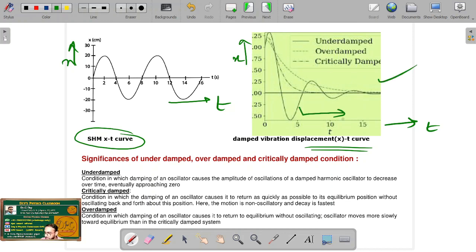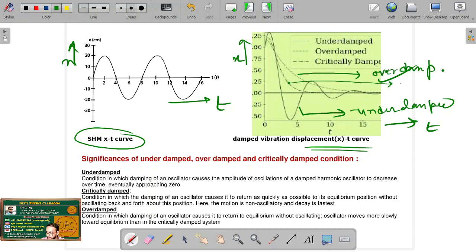Here this one is the underdamped case, because in case of underdamping vibration, the motion is oscillatory in nature. So this is the oscillatory motion graph. Secondly, for the overdamped case, the displacement decays exponentially with time, but at a slow rate. That means the decay rate is slower. So this one is for overdamping.